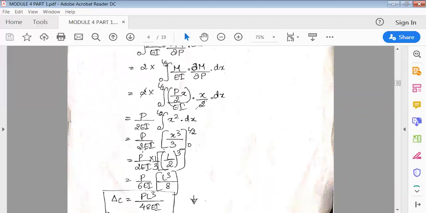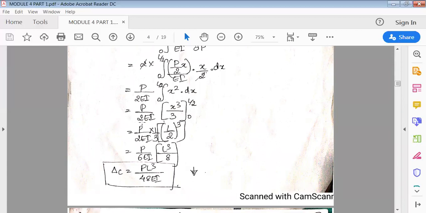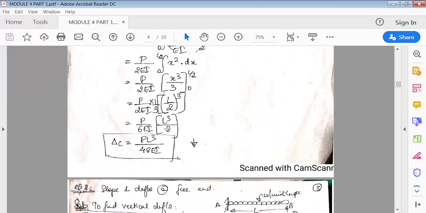So P over 2EI, I'm going to write it as it is. Integration of X square is X cube by 3, close the bracket, put the limits here, 0 to L by 2. Okay, so P over 2EI, 3 again is a constant term, I'll take it out. So it becomes P over 6EI. Now in place of X, substitute L by 2, its cube. So L by 2 cube is L cube by 8. So when you solve this, you'll get PL cube by 48EI. So the answer is positive. The positive answer indicates the deflection is acting downward.